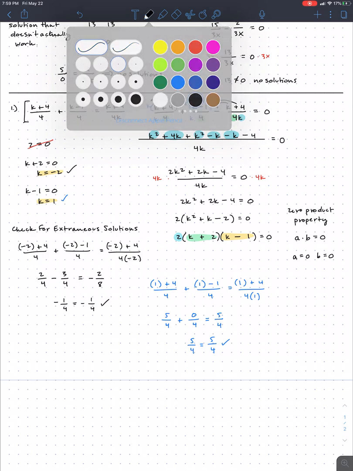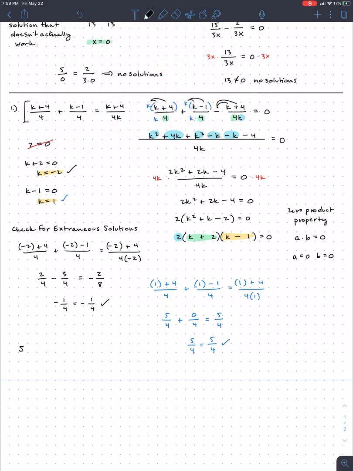So our two solutions are k equals negative 2 and k equals 1. And you will see that written in what we call set notation, negative 2, 1. This is a list of all the solutions.